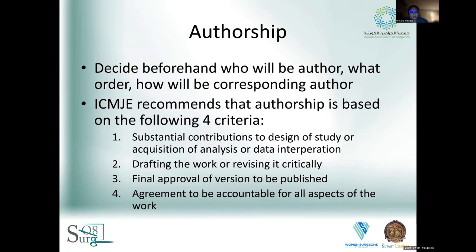The second problem that arises with writing papers is authorship. So I would suggest you decide beforehand who's going to be the author and what order it will be and who will be the corresponding author so it doesn't become an issue later. These are the ICMJE recommendations for authorship, and some journals will ask you to fill statements to say that all your authors meet these four criteria: that one, they've made a substantial contribution to design or data acquisition or data interpretation; that they've revised the work or drafted it; that they've approved the final version; and that they're accountable for all the work.